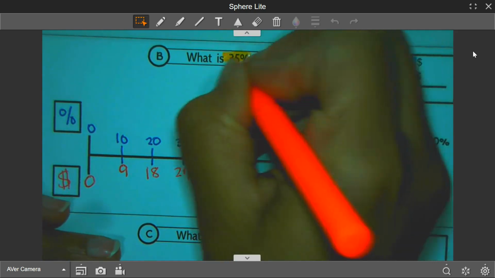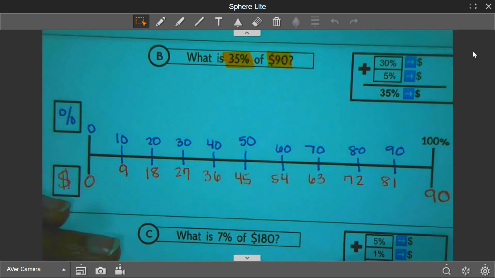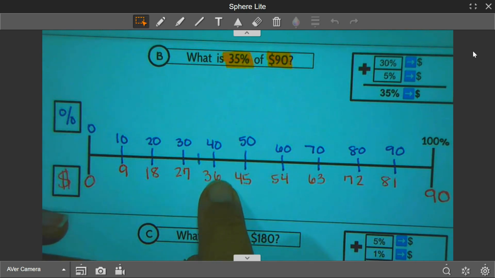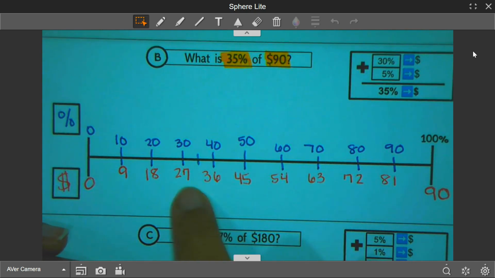35% of 90. So 35% is going to be in between right here. So your amount should make sense. It's going to be somewhere between $27 and $36. If I had to guess, probably say around 32. But remember, no guessing. Let's be exact.